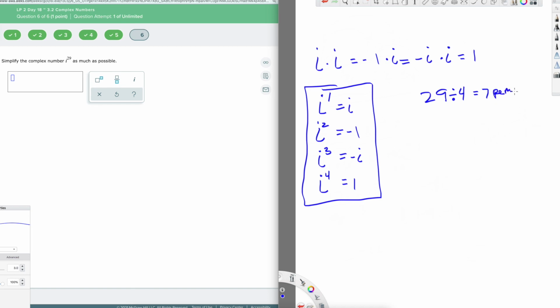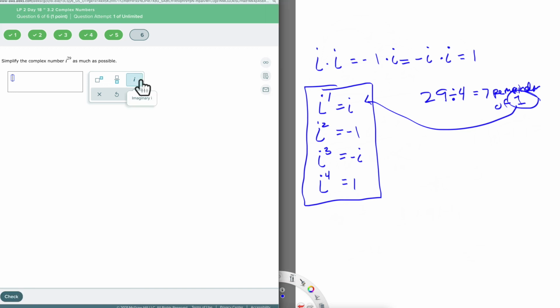Remainder of 1. It's the 1 that we want to pay attention to. The 7 we can ignore, because the 7 means that we went all the way down to 1. We had 7 ones. We don't really care about those ones. We're going to ignore them. But we do care about the remainder. The remainder tells us what we're going to end up with here. So we can just look and say, okay, it's a remainder of 1, so I'm just going to have I left over. If it was a remainder of 2, I'd have negative 1. Remainder of 3, I'd have negative I. There shouldn't be a remainder of 4, because that means there is no remainder. That means that you would just have 1 if it divided evenly into 4.